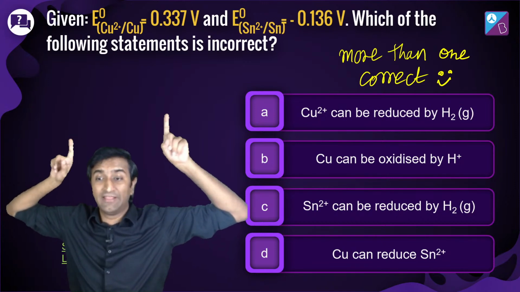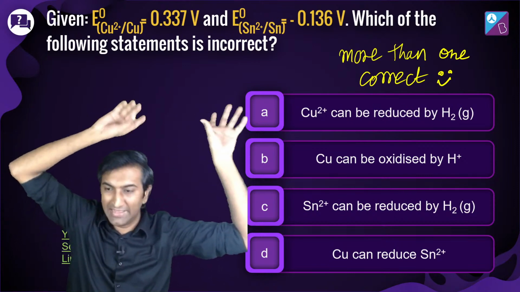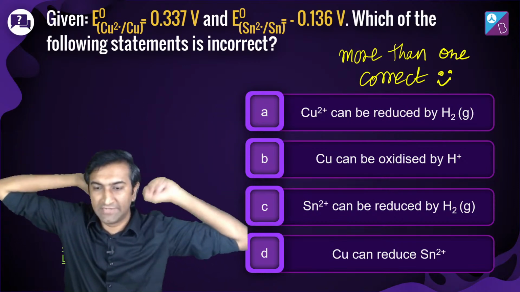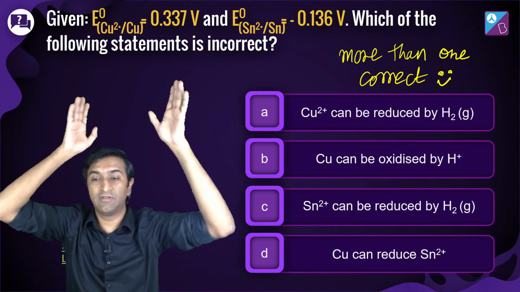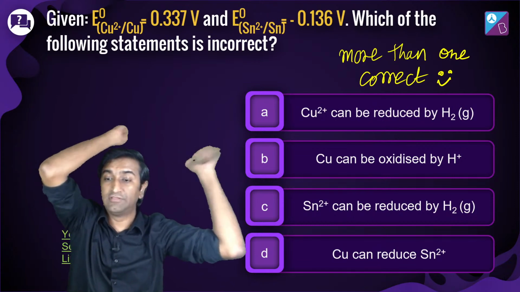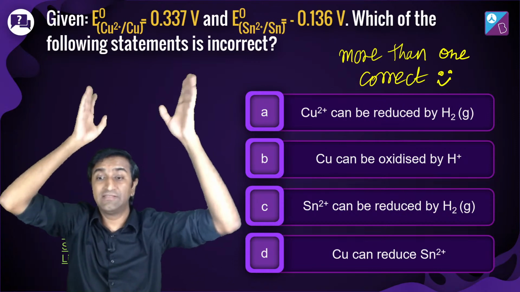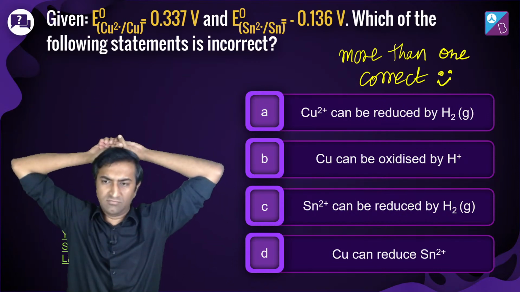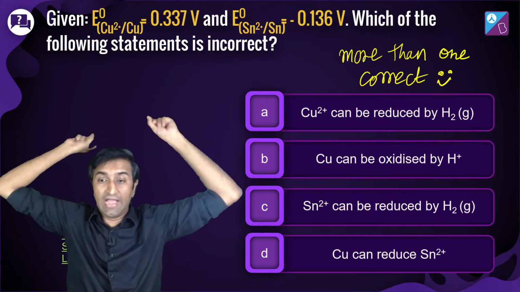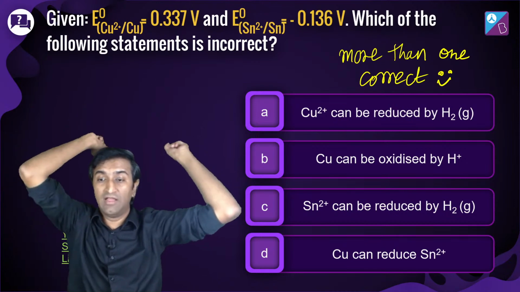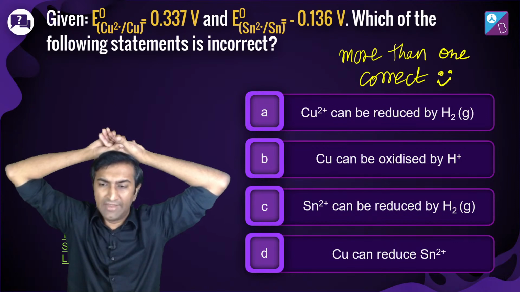Cu2 plus likes getting reduced. Sn2 plus does not like being reduced. Sn2 plus has a negative value. What does this tell you? This likes being reduced. This doesn't like being reduced. This compared to hydrogen still doesn't like being reduced. Yes, in comparison to hydrogen this will get reduced, and in comparison to hydrogen that one will not get reduced. Are you able to see that?